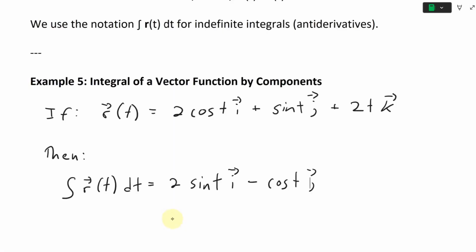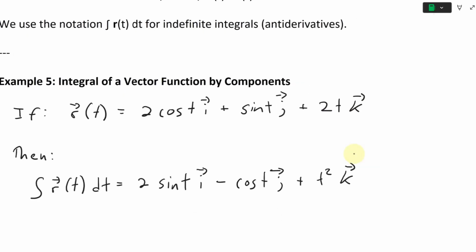j, and then this one here. So this one here, 2t, so the derivative of t squared is 2t. So this is going to be t squared k, like that. But lastly, again, when we deal with these indefinite integrals, we need to include a constant.